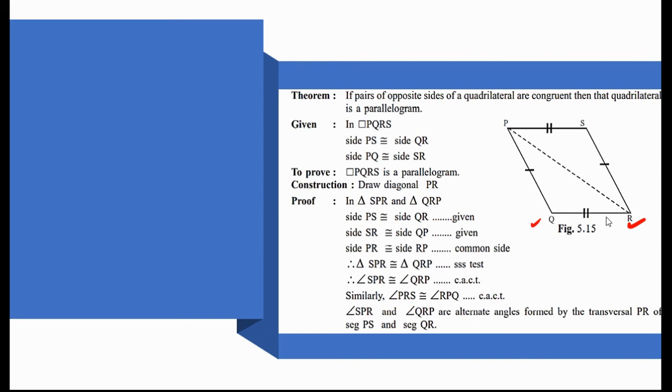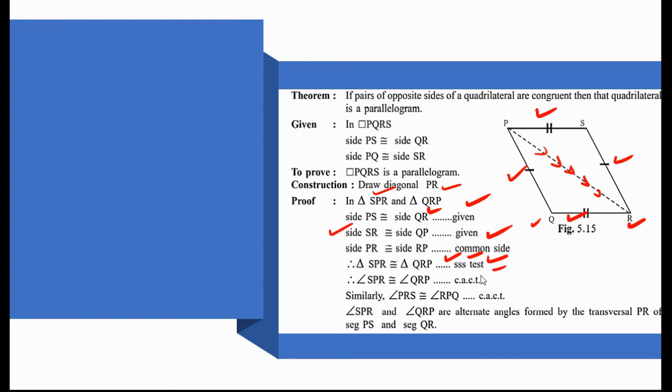Now it is given that PS is congruent to QR. It is also given that QP is congruent to RS, or SR, because opposite sides congruent is given. Now from our construction, this diagonal we drew became a common side. So by the SSS test, the triangles SPR and QRP became congruent.